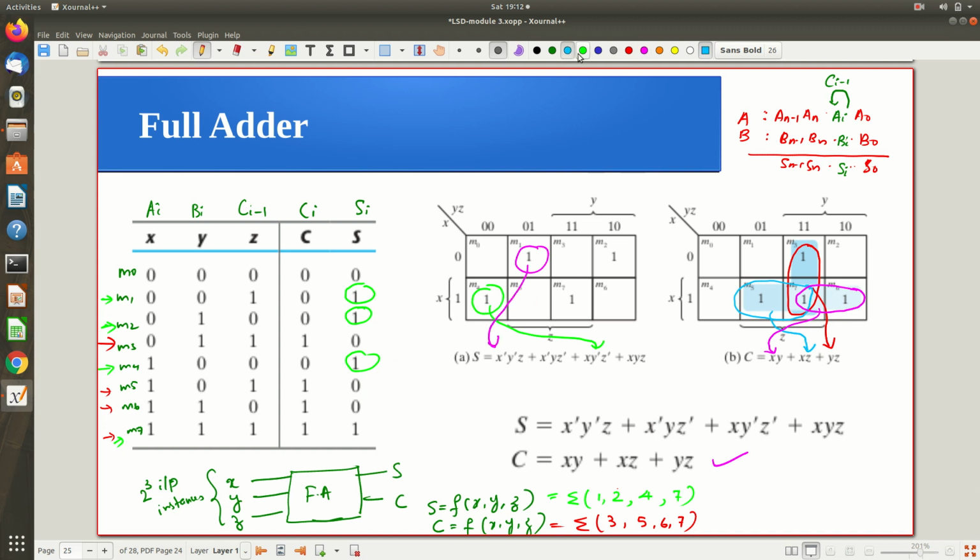Now where is this one? This is x, y, z. So this is this term. Fine. Now finally, what is this term? This is x bar, y, z bar. See, like that I'm getting all the terms, right? So this is how I'm getting the sum. Now that's all. So this is the standard SOP realization.